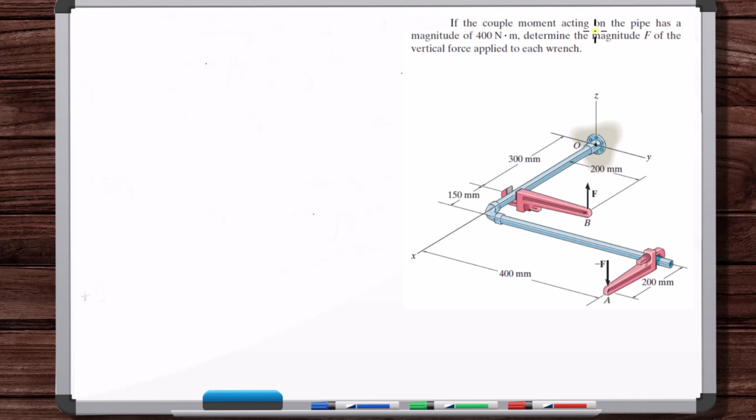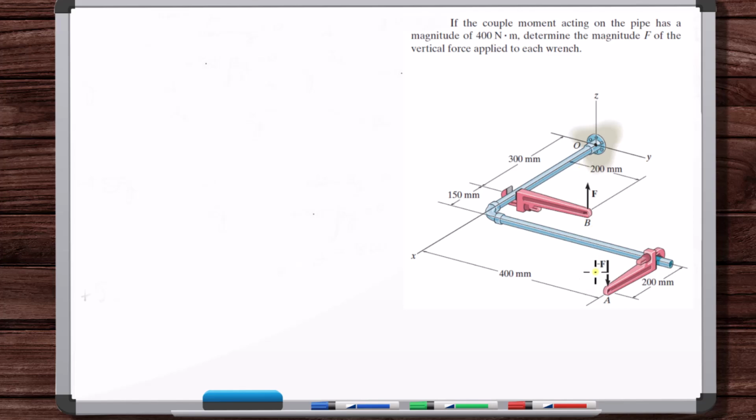If the couple moment acting on the pipe has a magnitude of 400 Newton meters, determine the magnitude F of the vertical force applied to each wrench. So to answer this question, all we would need to do is find the magnitude of that perpendicular distance between the forces. Then do F times that distance and set that equal to 400 and solve for F.